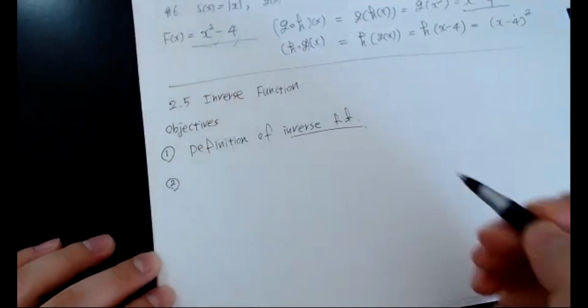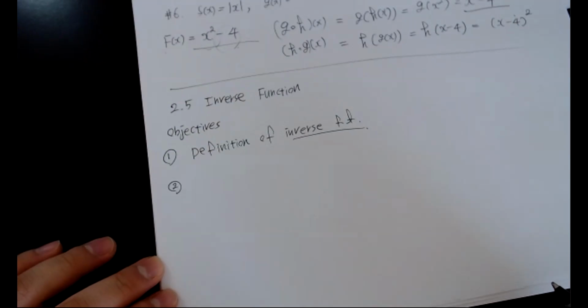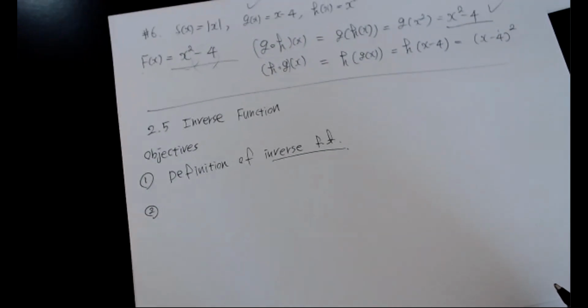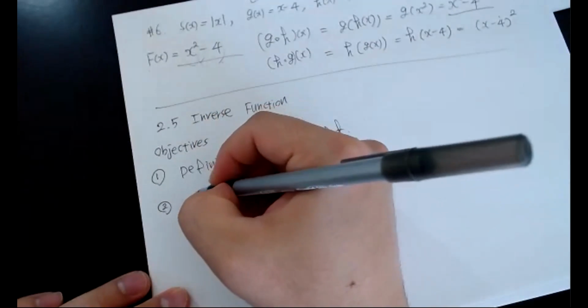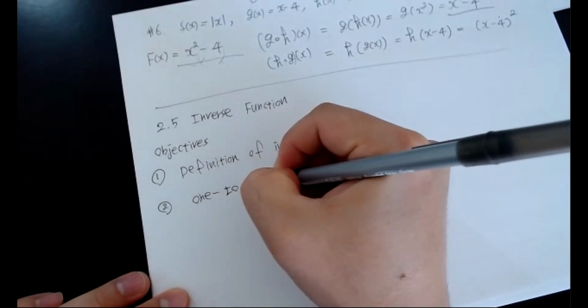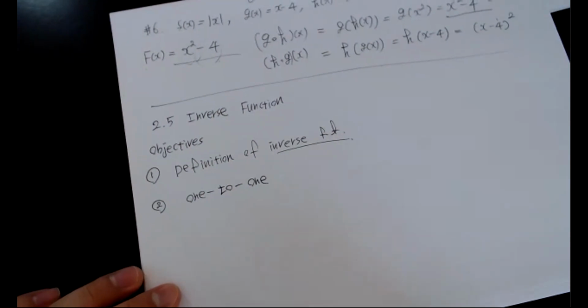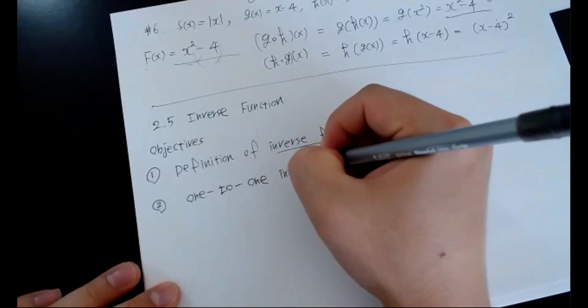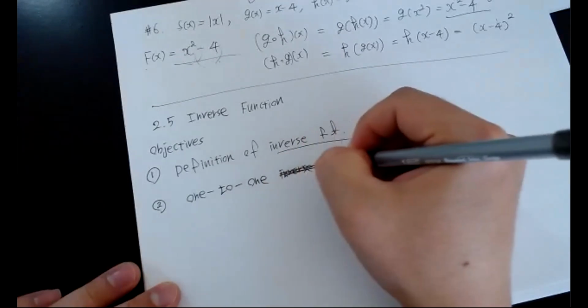Once you interchange domain and range, we still get a function. I mean, the function obtained by interchanging domain and range is still a function. In order for that, the original function must be one-to-one. So we need to learn the one-to-one function. This is the necessary condition in order for the inverse function to exist.